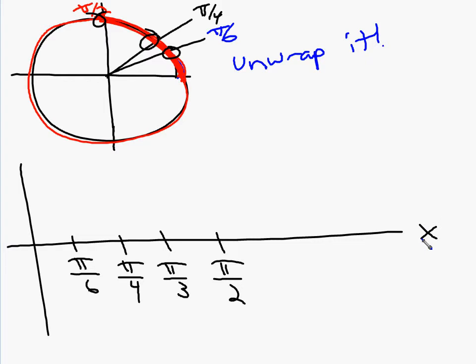Now, this is important because if you try to graph the trig functions on your graphing calculator, you must be in radian mode for this very reason, because all of these x values are radian values when we graph it on the xy coordinate plane.